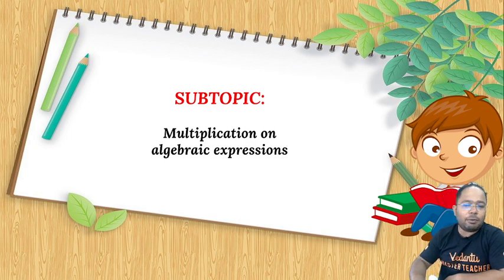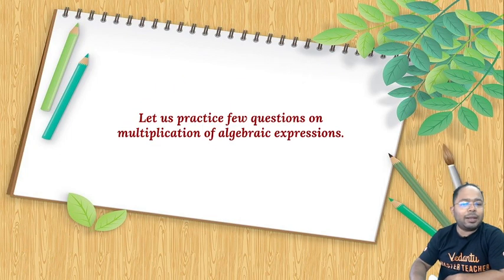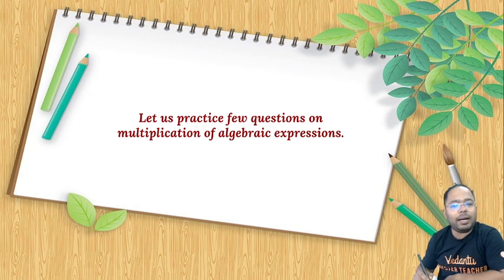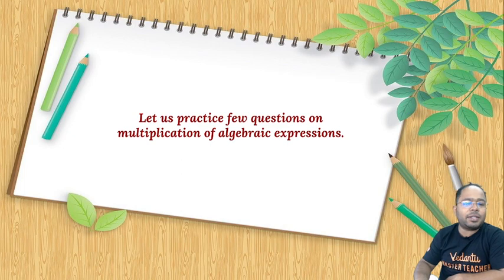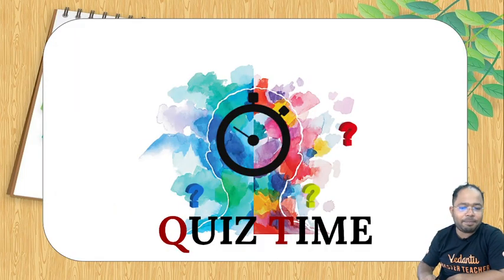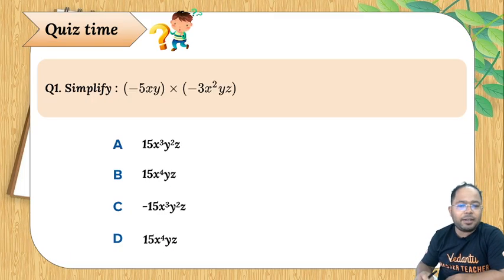Okay, so let's move on. So let's practice a few questions on multiplication of algebraic expressions. So here comes the first question on your screen. Simplify minus 5xy into minus 3x square yz. So simplify. Here you will be required to multiply the two terms.